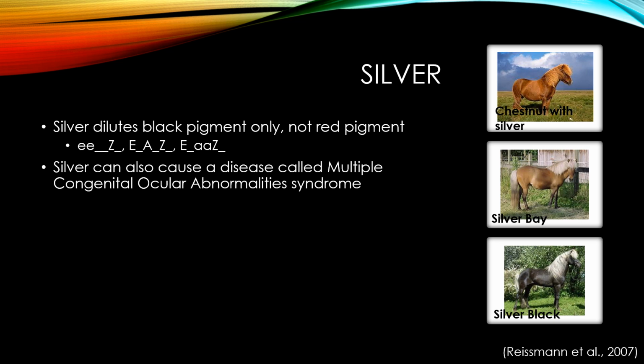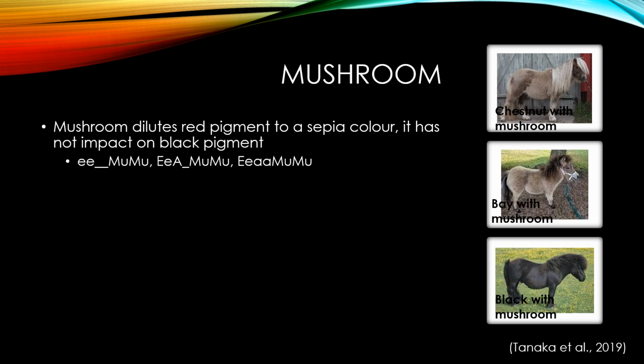So usually we just call it the colour plus silver. So a chestnut with silver will look exactly the same as a chestnut without silver, and it's just referred to as chestnut with silver. A bay horse with silver can be called a silver bay and has the light mane and tail. And a black horse with silver is called a silver black and has the white mane and tail but maintains the black body. Silver is found in many breeds such as Icelandic horses and Rocky Mountain horses.